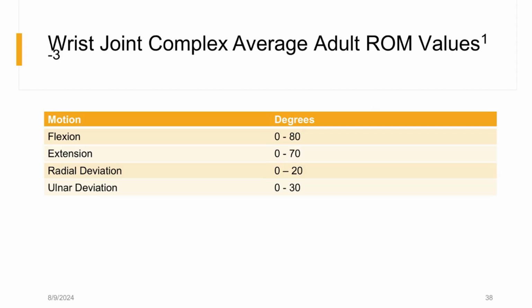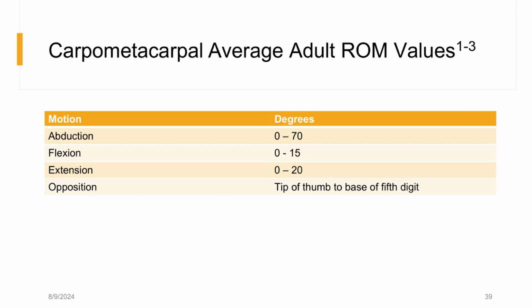Wrist joint complex average adult range of motion values. So flexion, typically 0 to 80 degrees is your normal adult range of motion. For extension, 0 to 70 degrees. For radial deviation, 0 to 20 degrees. And for ulnar deviation, 0 to 30 degrees.